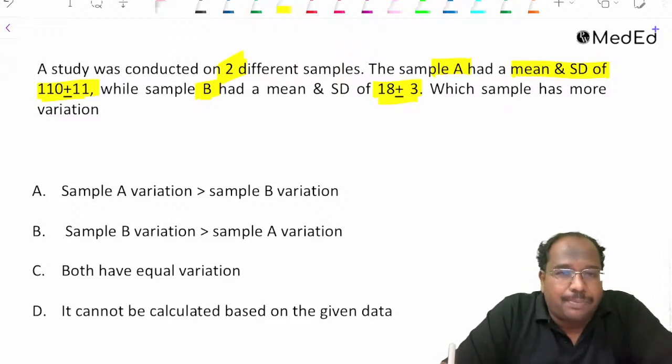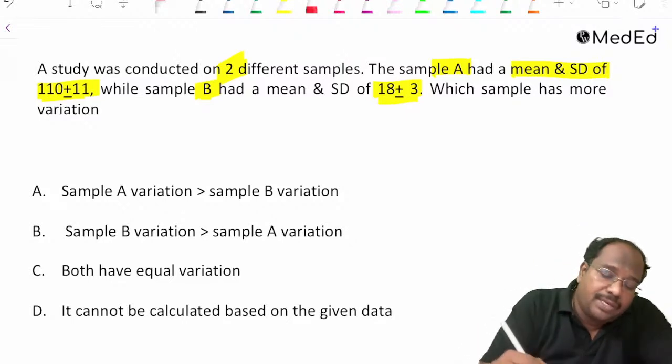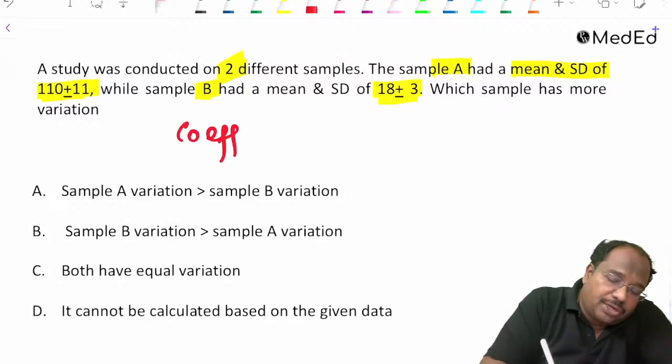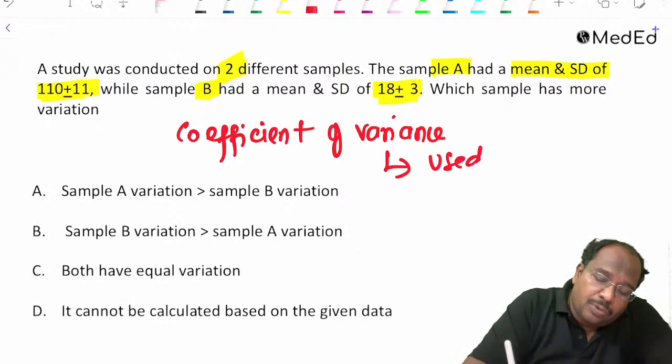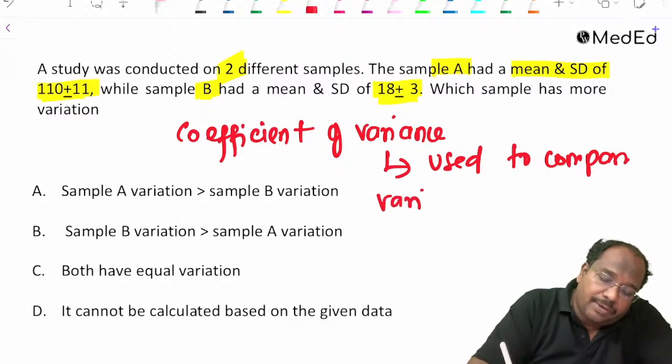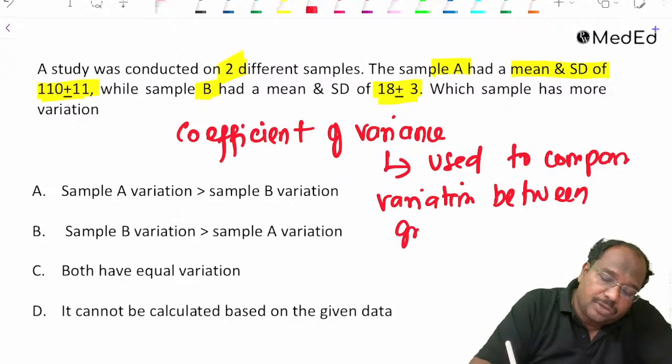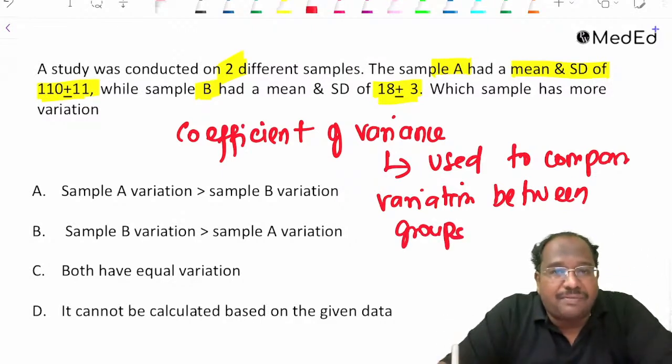So you have two samples with the mean and standard deviation. We don't know the units actually. They want us to compare the variation between the groups. So what we can use here is the coefficient of variance. What is the purpose? It is used to compare the variation between groups.